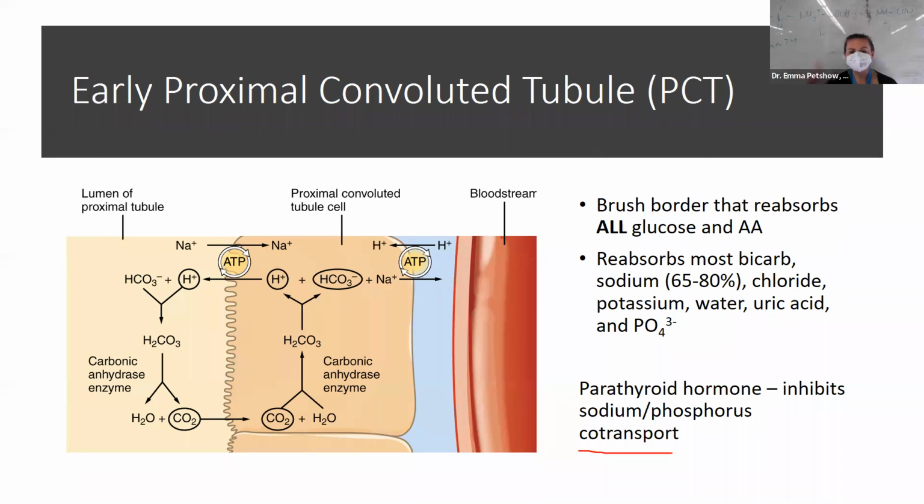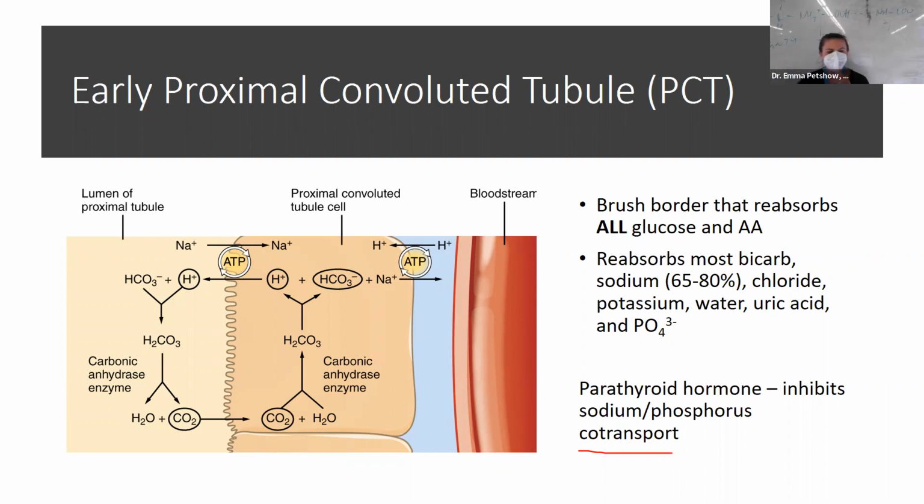Oh, I get what you're saying, because I said inhibit. Yes, thank you. It's going to inhibit release or removal of sodium and phosphorus, parathyroid hormone. So it's going to encourage reabsorption and inhibit our elimination.